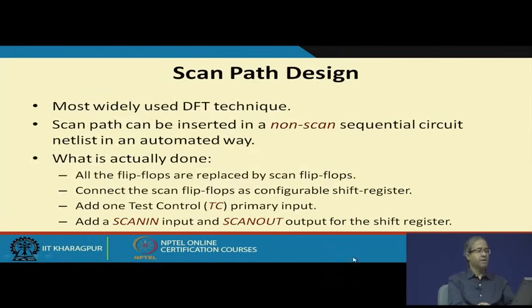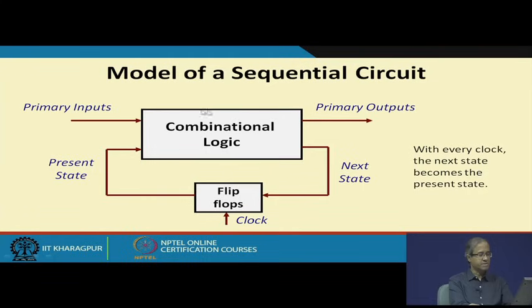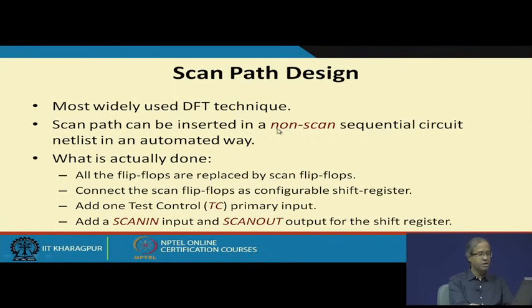Okay. Now, we come to the scan path design for testability technique. Now, as I had said, this is one of the most widely used techniques. So, what do we do? We take a conventional sequential circuit just like this to start with. Here there is no concept of scan path, we call it a non-scan sequential circuit. We can modify this circuit using an automated tool very easily to insert something called a scan path. This we will see, what is a scan path.